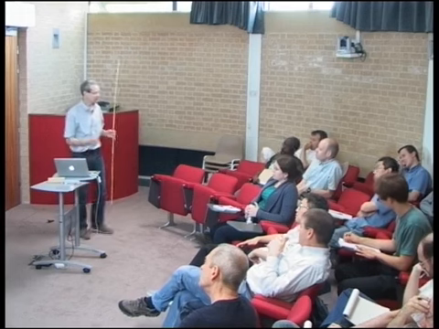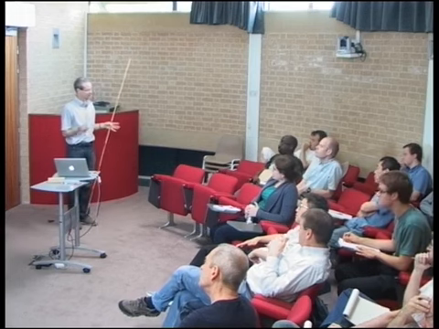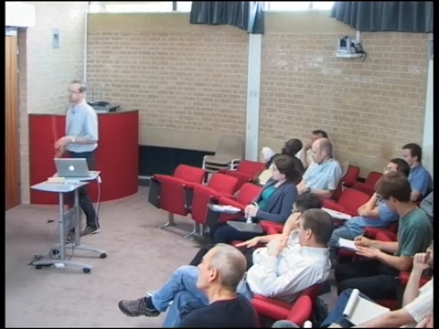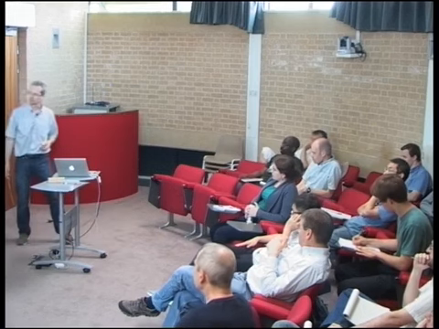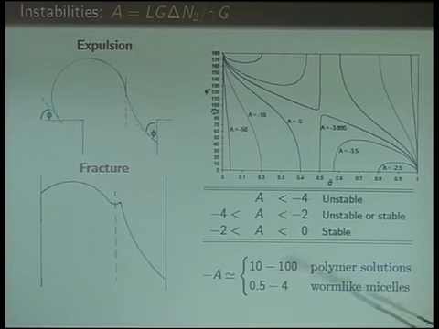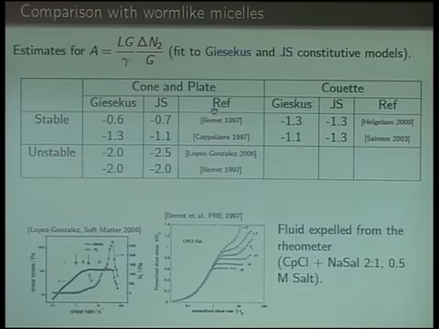Now, what are the shear banding materials that we look at typically? Worm-like micelles are one, and entangled polymers are another. If you just do back of the envelope estimates of the numbers, polymer solutions or entangled polymers would have a value of A which is quite large, 10 to 100, whereas worm-like micelles can be significantly smaller. So first we'd do a comparison with worm-like micelles. You can look around in the literature.